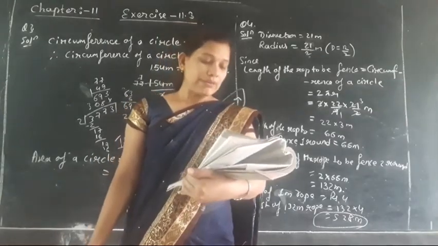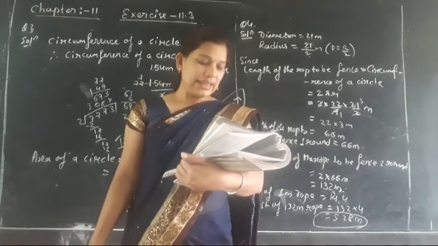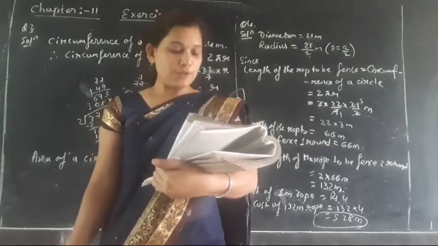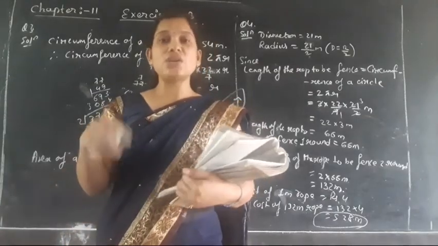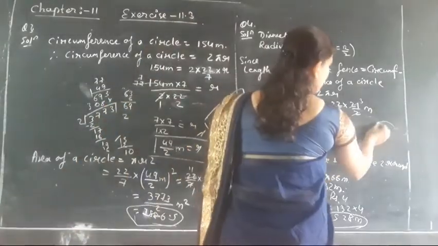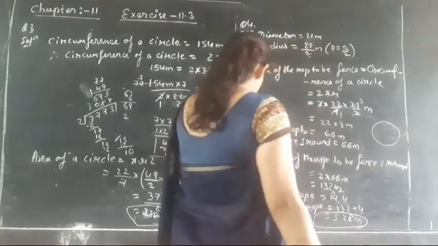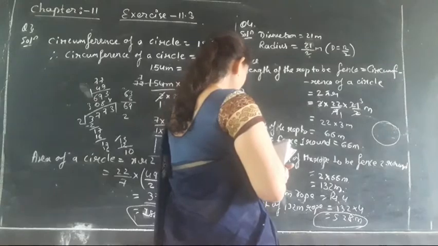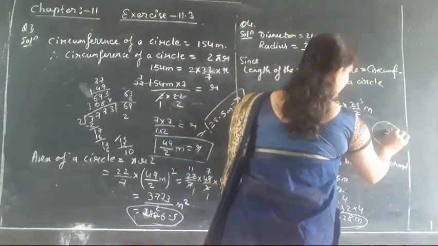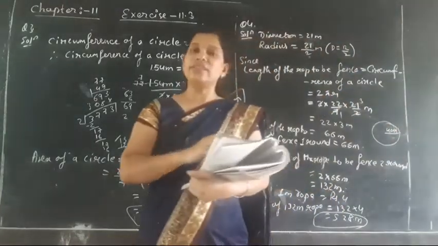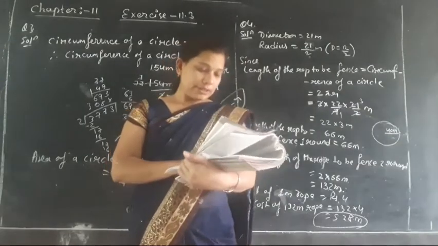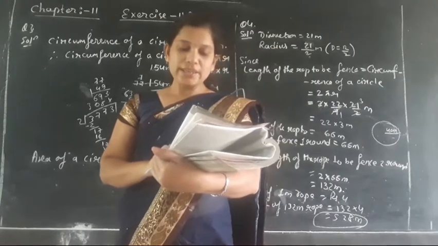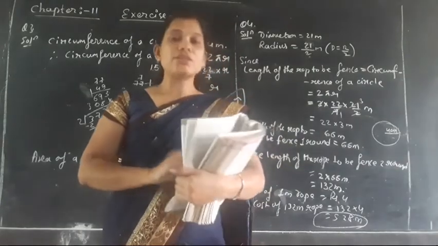In question number 5, it is said that from a circular sheet of radius 4 centimeter, that means a circular sheet we are having. If this is a circular sheet, its radius is given as 4 centimeter. A circle of radius 3 centimeter is removed. Find the radius of the remaining sheet.